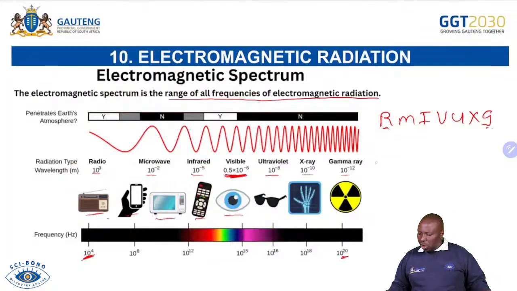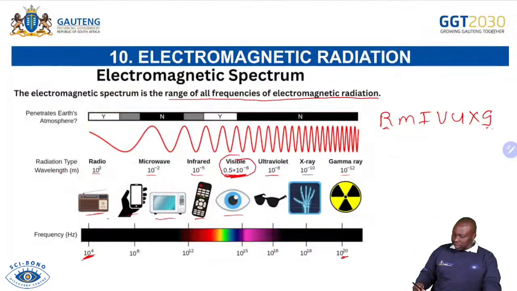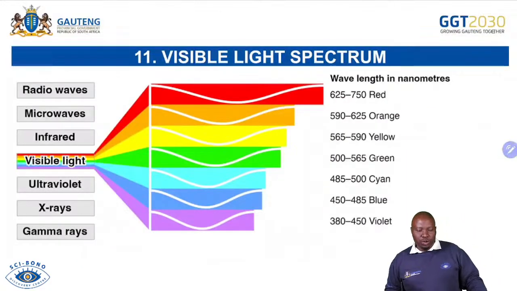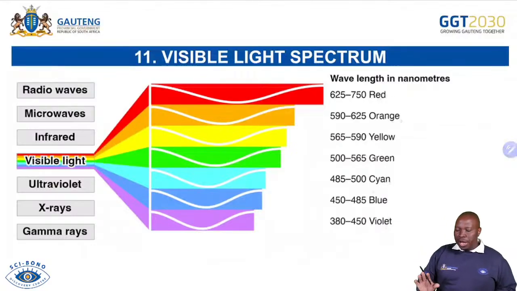So you can see all this. But now we're going to focus on this one, which is the visible light. The visible light spectrum is like that. And you can see that for the visible one, we have red, orange, yellow in that order.